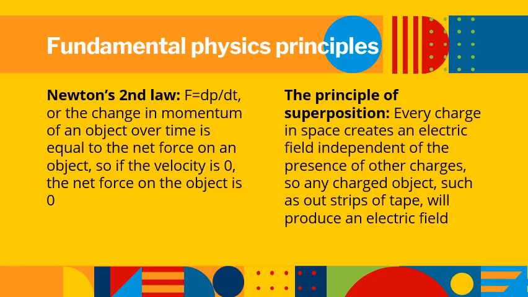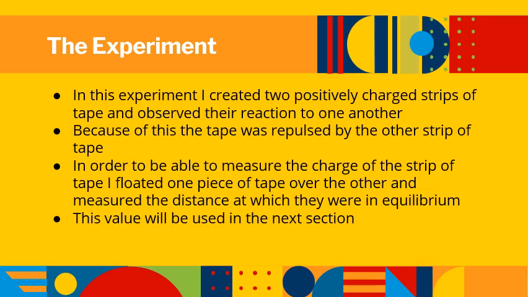There are two fundamental physics principles at play here. The first is Newton's second law, which states that the change in momentum of an object over time is equal to the net force on an object. So, if the velocity is zero, the net force on the object is also zero. And the second is the principle of superposition, which states that every charge in space creates an electric field independent of the presence of other charges, so any charged objects, such as our strips of tape, will produce an electric field.